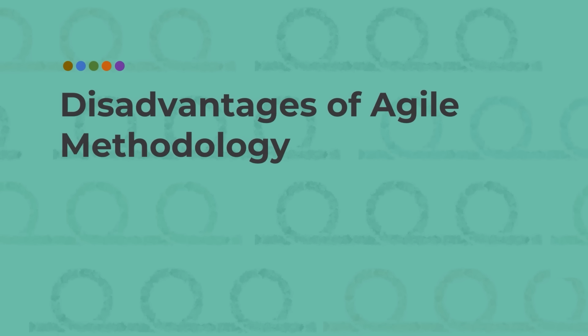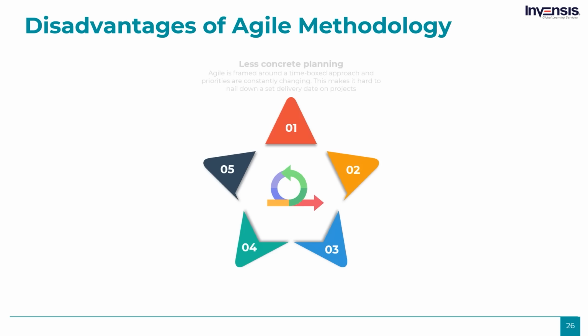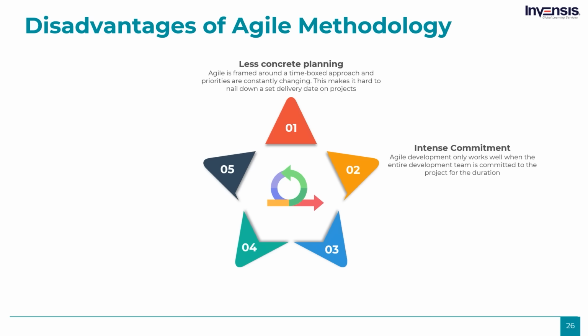Although Agile is often praised for its flexibility and quickness, it does come with some trade-offs. With planning and a dedicated team, these added challenges can be overcome. As you already know, Agile is framed around a time-boxed approach and priorities are constantly changing. This makes it hard to nail down a set delivery date on projects. Additionally, additional sprints or iterations can be added to the project strategy, increasing project timelines and pushing back previously set deadlines. Unlike Waterfall, Agile development only works well when the entire development team is committed to the project for the duration.